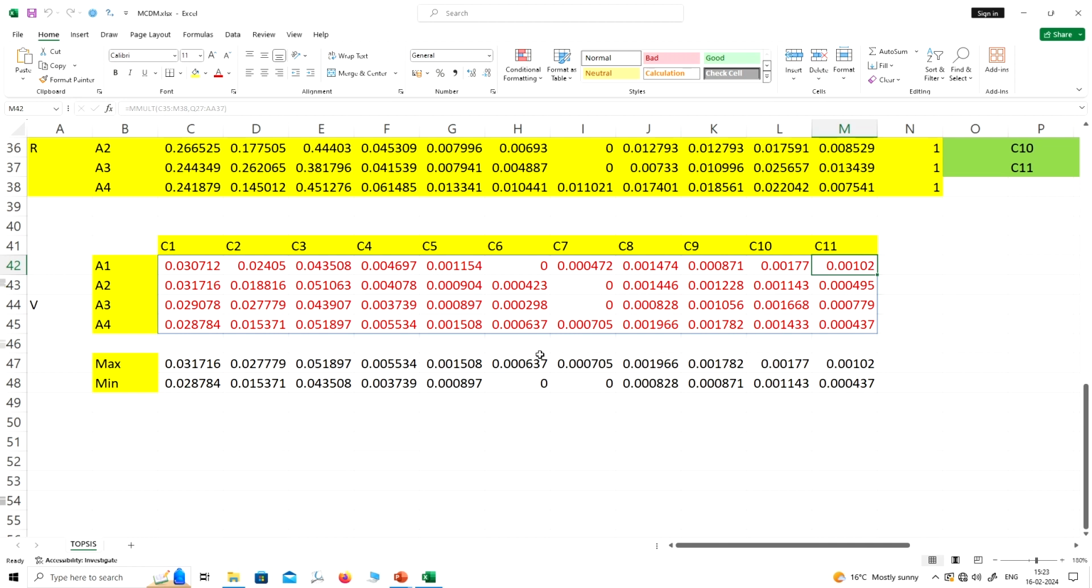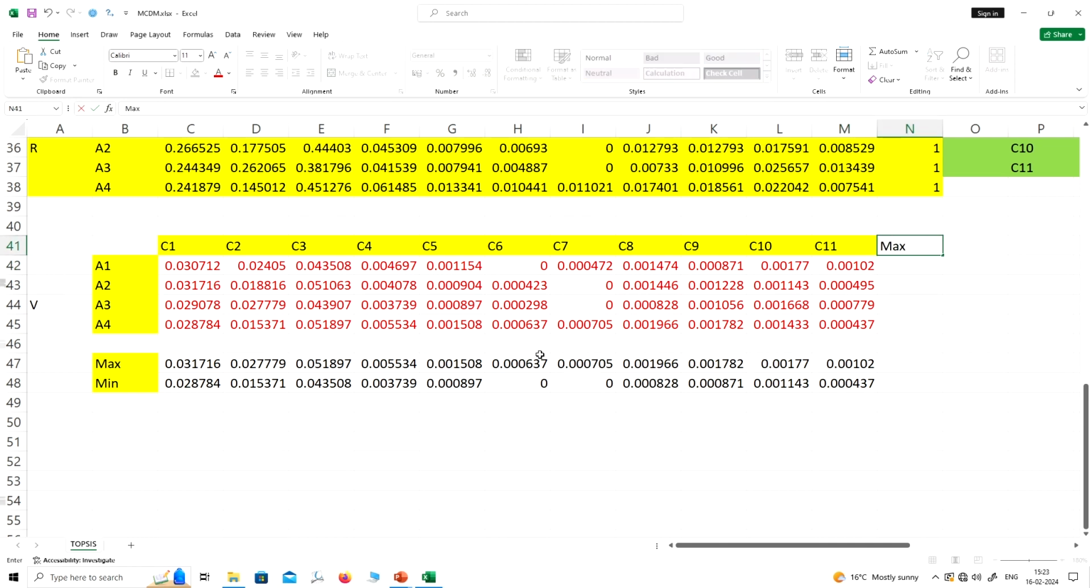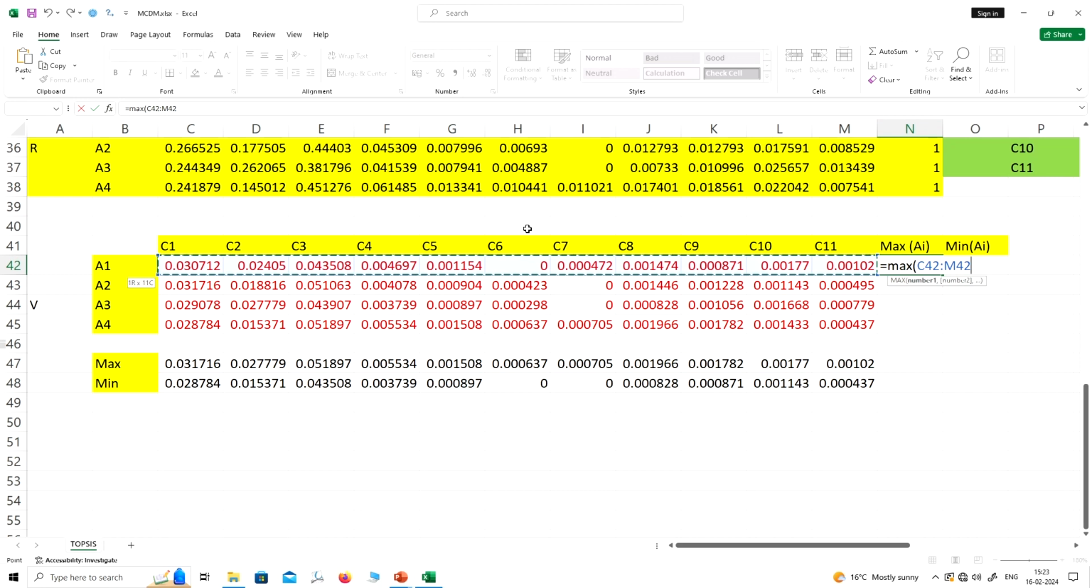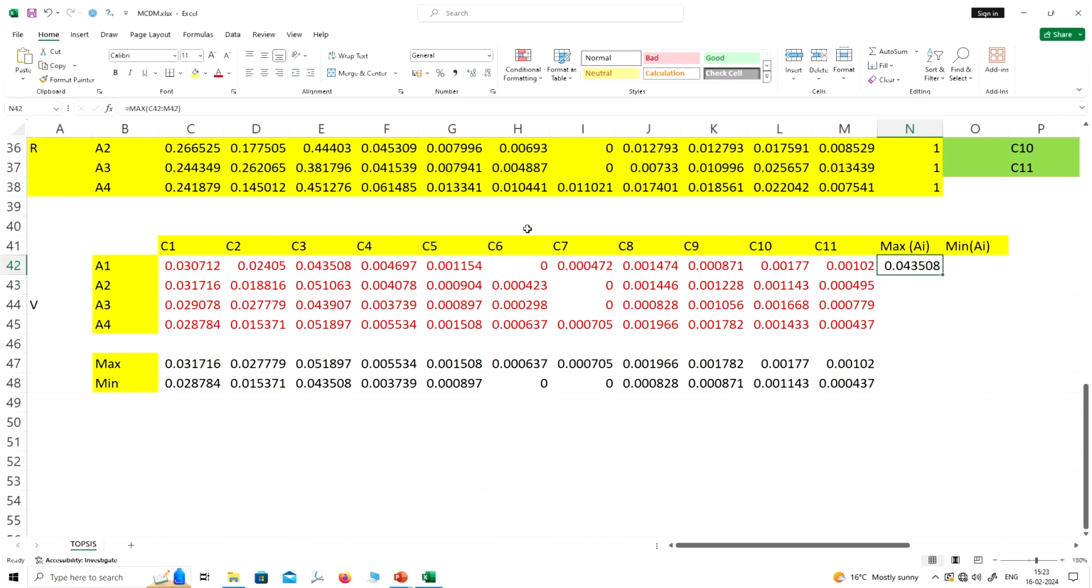So, if I want to find out the max, I am doing it in the nth and oth column in the Excel sheet, max for A, where A means alternatives. I will mark it as A_i, because i is equal to 1, 2, 3, 4, and then I want to find out min A_i. So, I find out the max for the first, then correspondingly the max for the second, max for the third, max for the fourth.